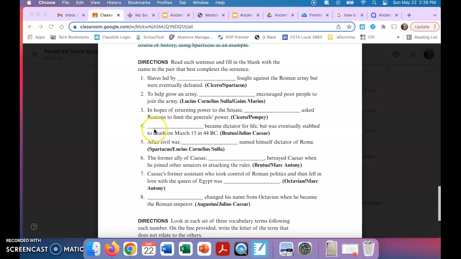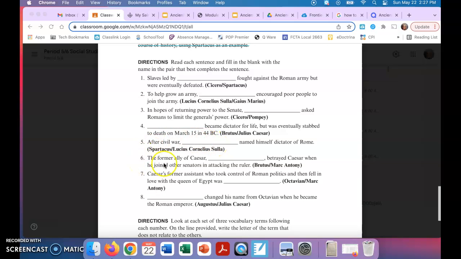Number 4, blank became dictator for life, but was eventually stabbed to death on March 15th in 44 BC. Was that Brutus or Julius Caesar? Which one became dictator for life? Number 5, after Civil War, blank named himself dictator of Rome. Was that Spartacus or Lucius Cornelius Sulla? Who named himself dictator of Rome?